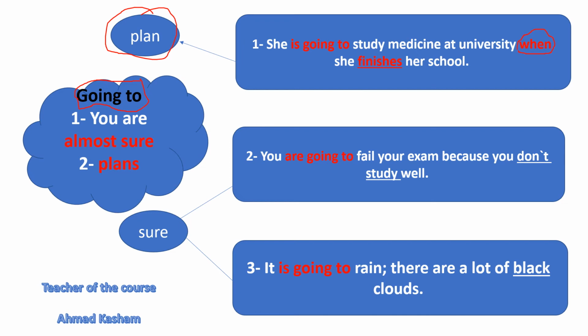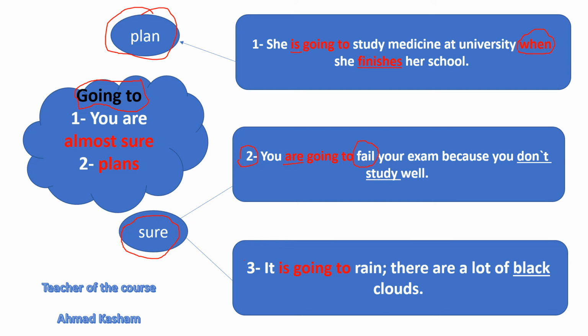Also, we use going to when we are almost sure about something. For example, here, number two, you are going to. Please pay attention. With she, we use is. With you, we use are. You are going to fail. And this is also very important. You are going to fail your exam. Why? Because you don't study well. Here, I'm almost sure about your failure because you don't study very well for the exam.